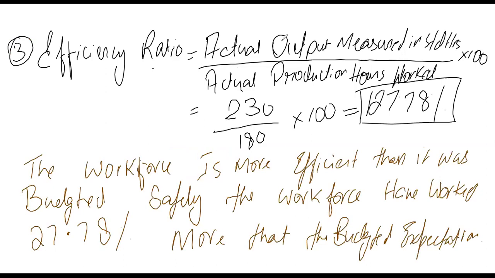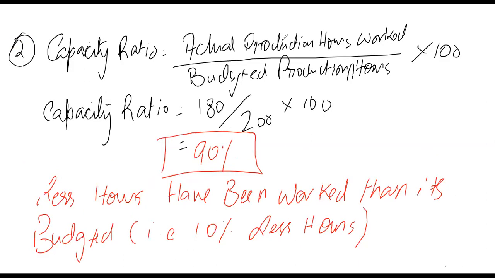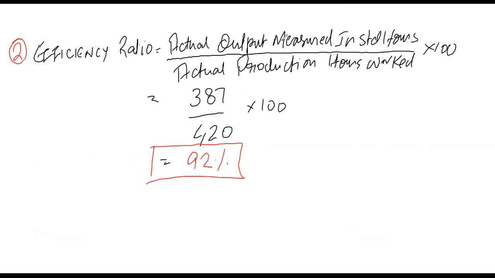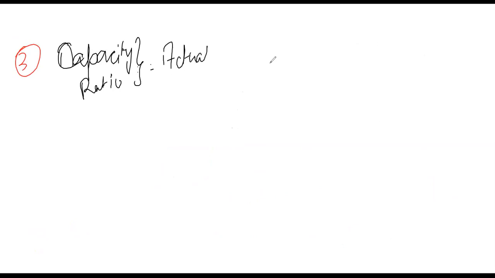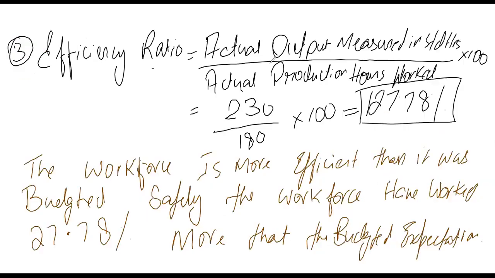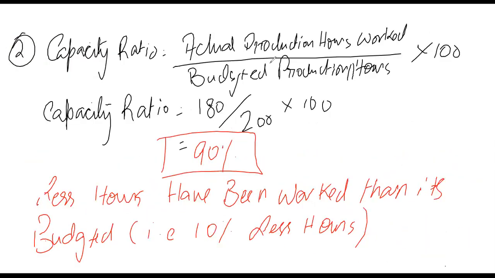So moving on, now I'm trying to calculate the capacity ratio, that is actual production hours worked divided by budgeted production hours. Let's find out the third ratio, that is capacity ratio, which means actual production hours worked divided by budgeted production hours.